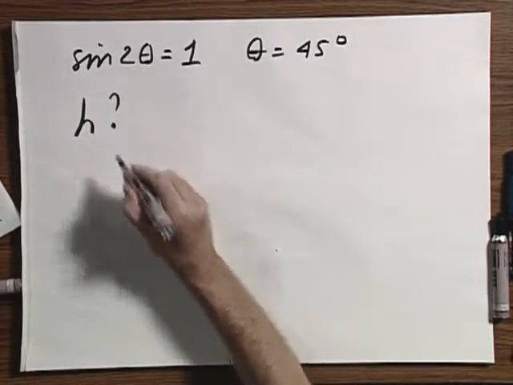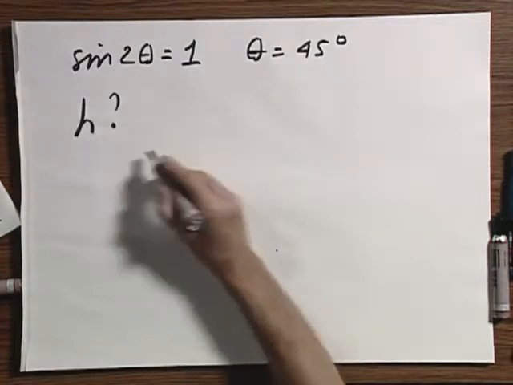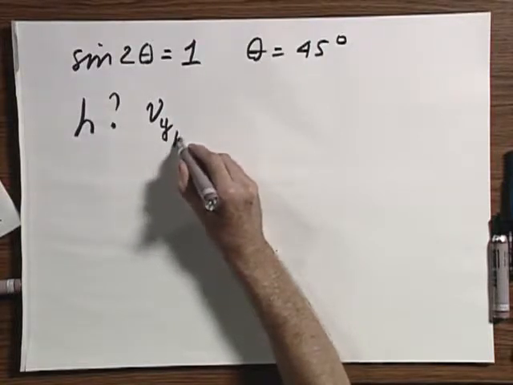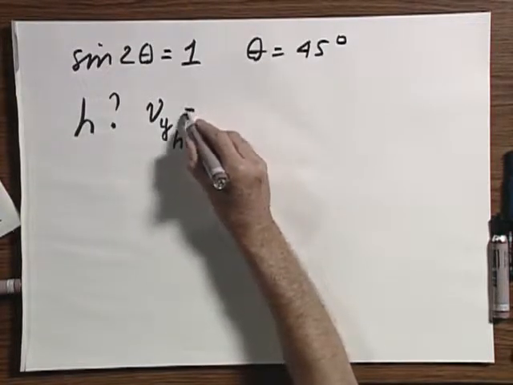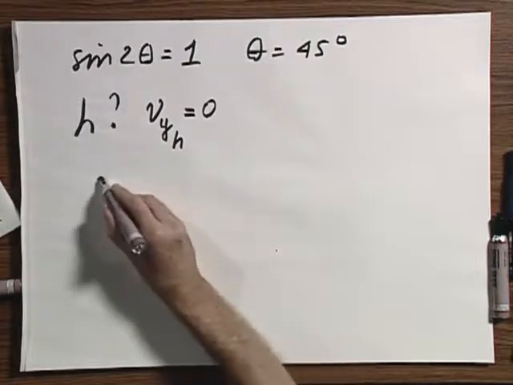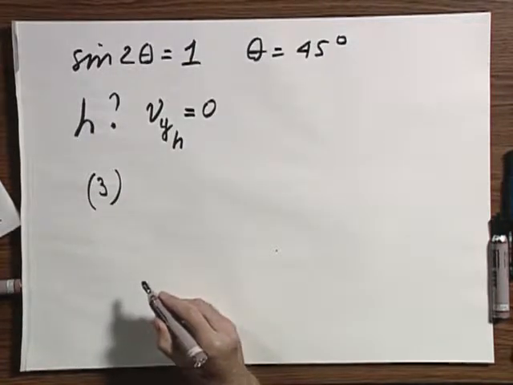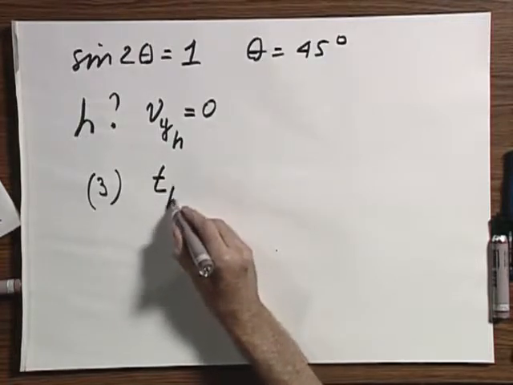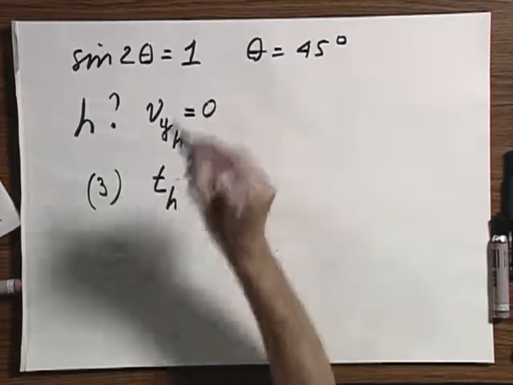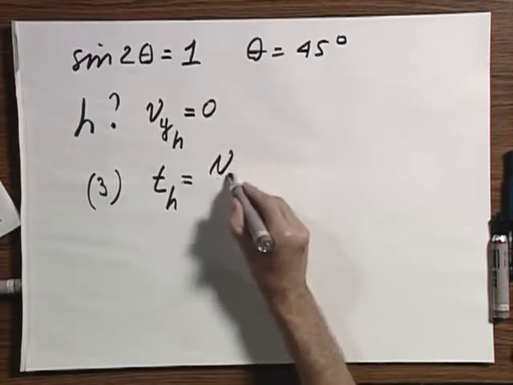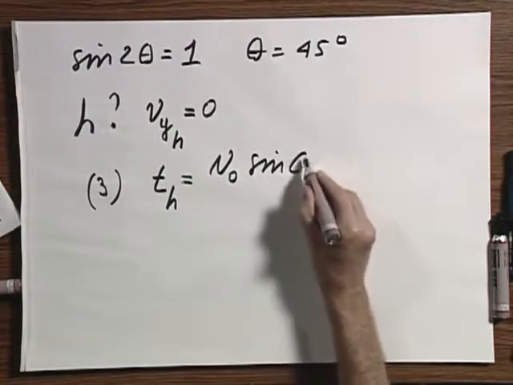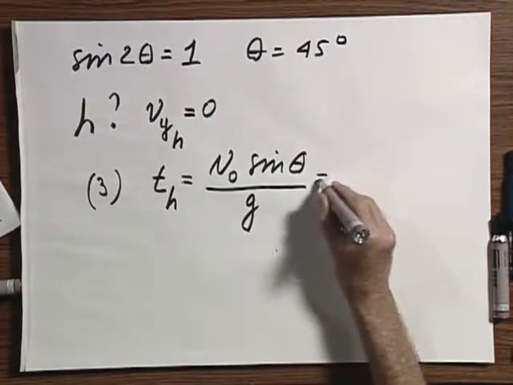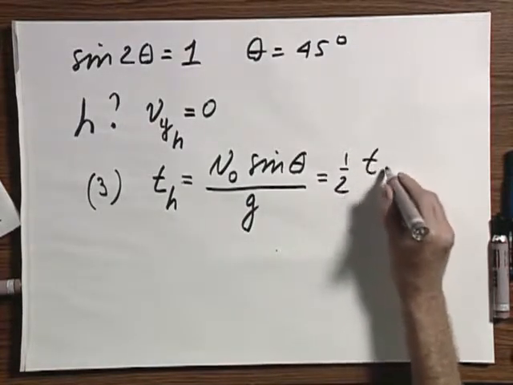Let's now calculate what h is. What is so special about h? Well, the y velocity, when the object reaches its highest point, equals 0. So I take equation 3, and I substitute in there that the velocity equals 0. And what do I find? That t of h, that's the moment that it reaches the highest point, equals v0 sine theta divided by g. And this is 1/2 of t hit.